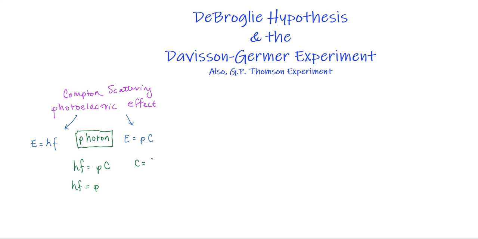So when we get back to this equation here, I'm going to set c equal to f times wavelength. That speed of light is equal to frequency times wavelength, like this. And what I see is that frequency will factor out, and I'll be left with Planck's constant is equal to momentum times wavelength. And this is where the de Broglie hypothesis is going to pick up.